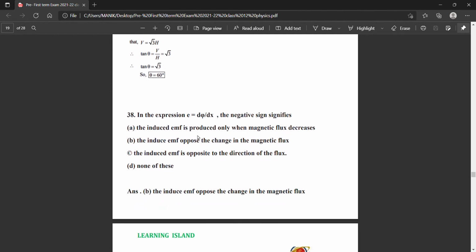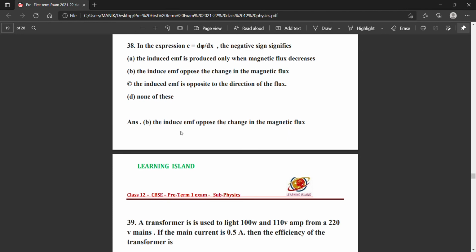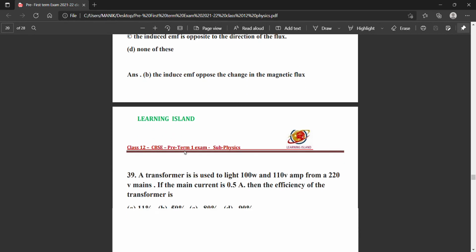Question number 38. In the expression E equal to minus d phi by dt, the negative sign signifies? The answer will be that the induced EMF opposes the change in the magnetic flux. You know, as per Lenz's law, whenever the magnetic flux changes, a current is induced in the loop which tries to oppose the change, so it is always negative.